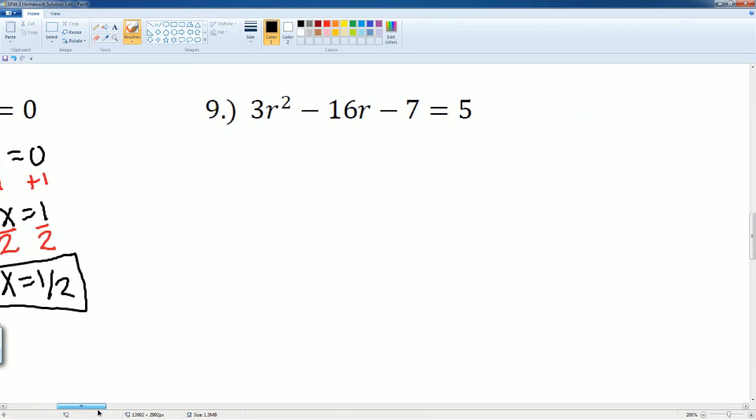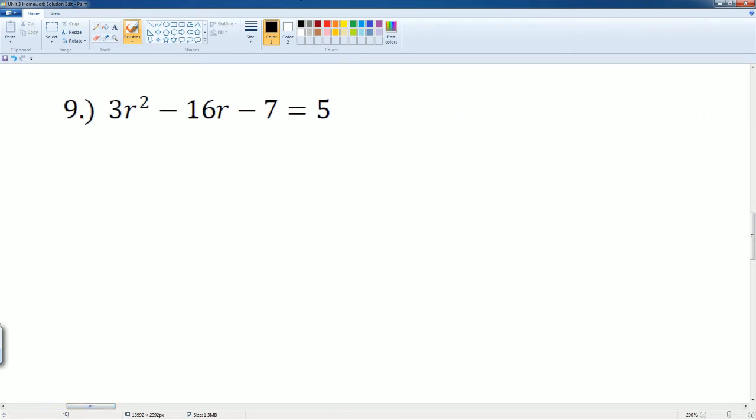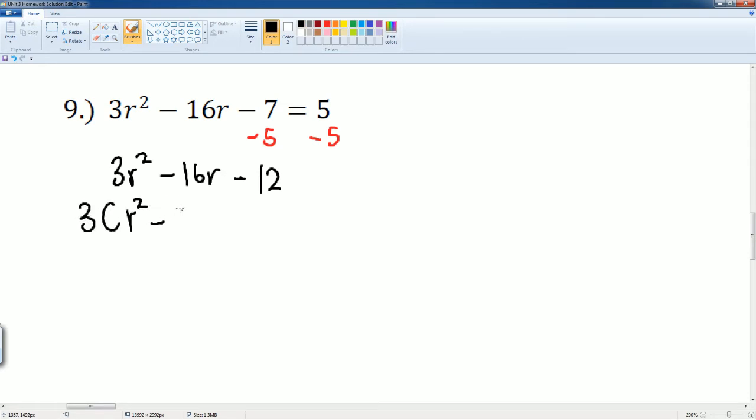Let's look at number 9. When we look at this equation, we have to understand it has to be equal to 0, so we have to subtract 5 from both sides. This gives us 3r squared minus 16r minus 12. Let's see, can we factor out a GCF? Yeah, we can actually factor out a 3 here. So this is r squared minus 8r minus 4 equals 0.